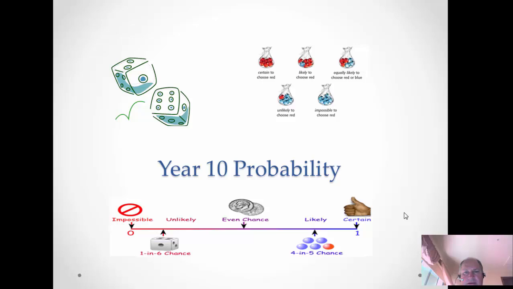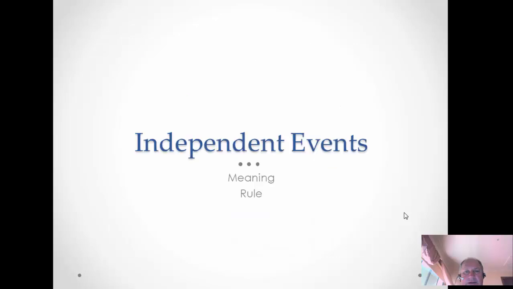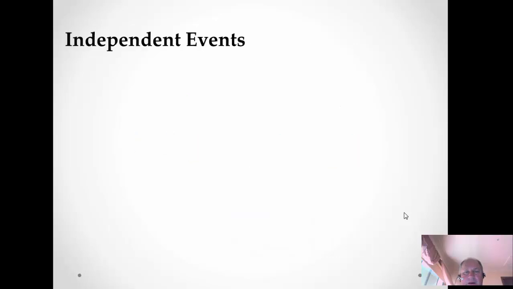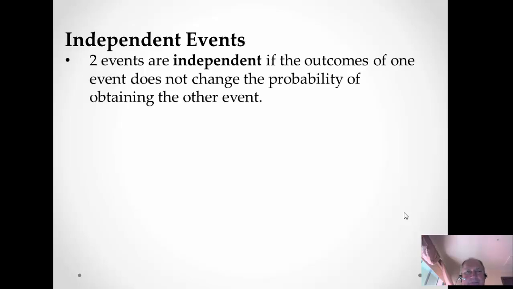This is the last lesson in our probability unit. It is on independent events. Two events are independent if the outcome of one event does not change the probability of attaining the other event. When we did the tree diagrams and we did replacement of experiments, that was an example where it's independent.